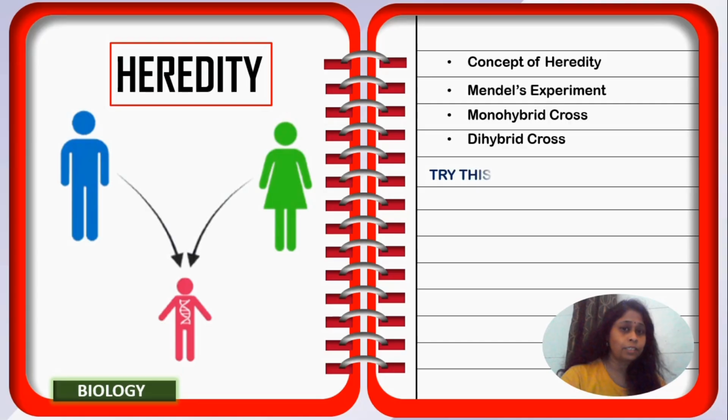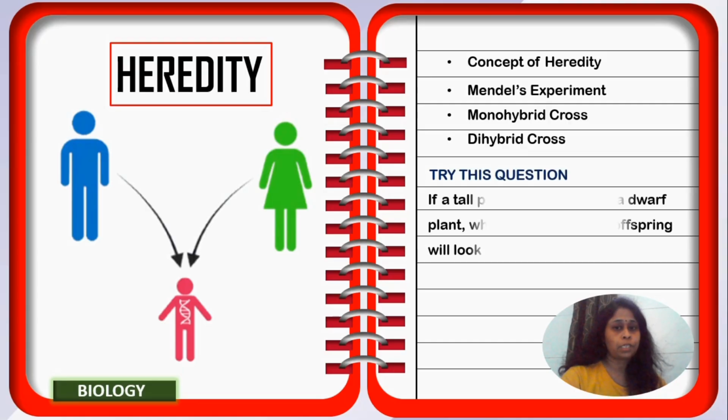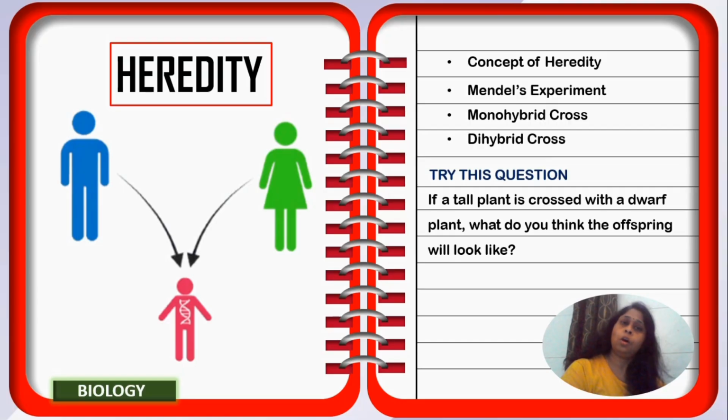So before I start the chapter, let's try this question. If a tall plant is crossed with a dwarf plant, what do you think the offspring will look like? Comment your answers in the comment section below.